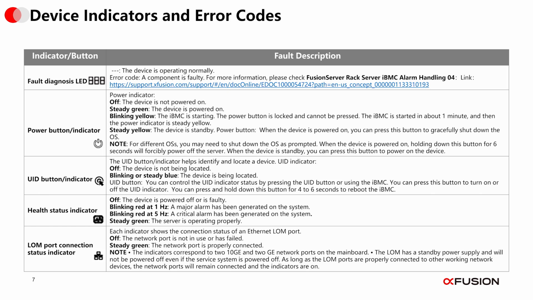I listed some common device indicators here, such as the fault diagnosis LED, power button, UID button, health status indicator, and LOM port connection status indicator. When the health status indicator is off, that indicates the device is powered off or the device is faulty. When blinking red at 1 Hz, a major alarm has been generated on the system. When blinking red at 5 Hz, a critical alarm has been generated on the system. The UID indicator helps identify and locate a device. We can find the device when it's blinking or staying blue.